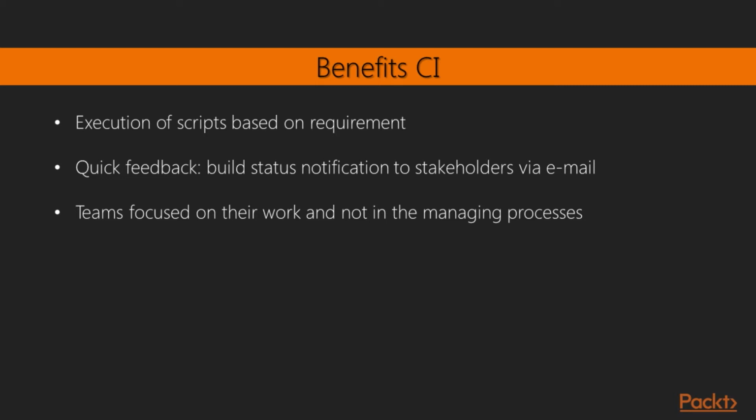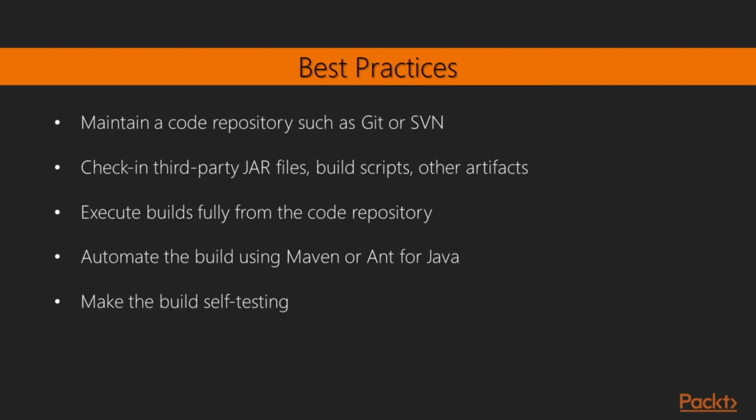Jenkins, Apache Continuum, BuildBot, GitLab CI, and so on are some examples of open source CI tools. Anthill Pro, Atlassian Bamboo, TeamCity, Team Foundation Server, and so on are some examples of commercial CI tools. Best practices. We will now be looking at best practices that can be useful when considering a continuous integration implementation. Maintain a code repository such as Git or SVN.